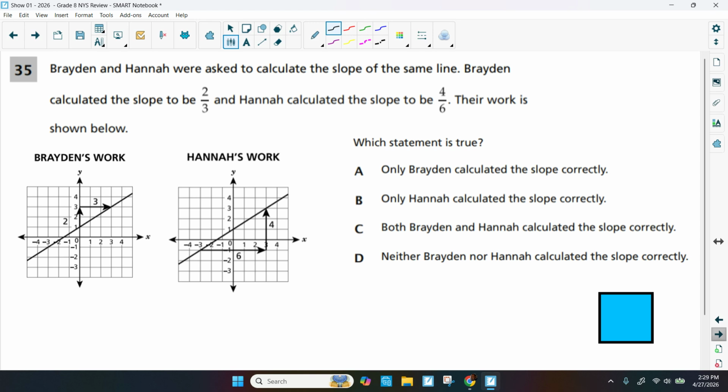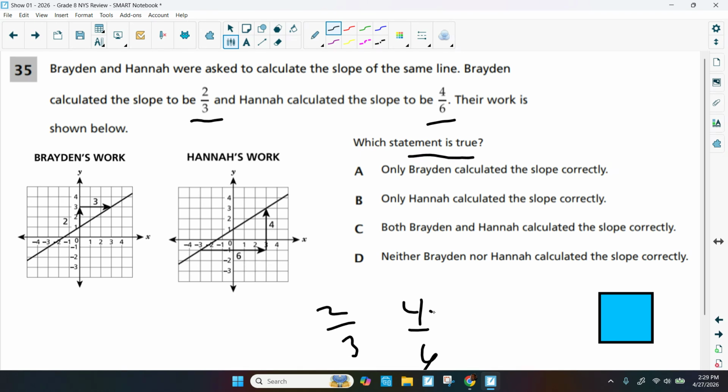Brian and Hannah were asked to calculate the slope of the same line. Brian calculated the slope to be 2/3. Hannah calculated the slope to be 4/6. So 2/3, 4/6. They want to know which statement is true.